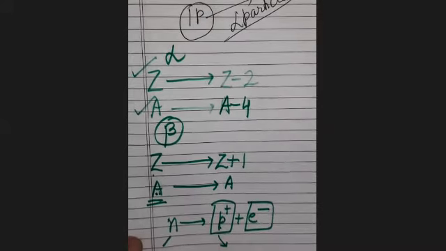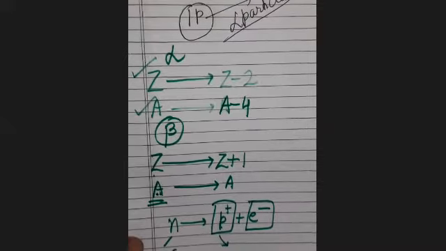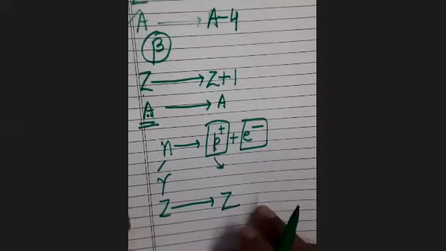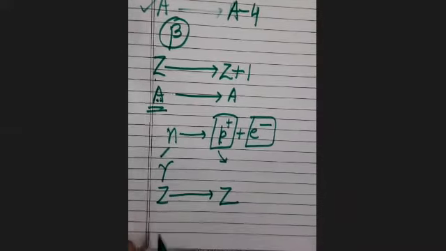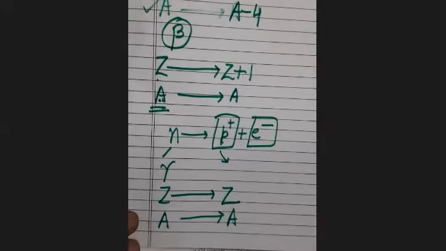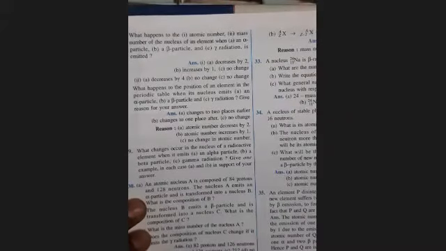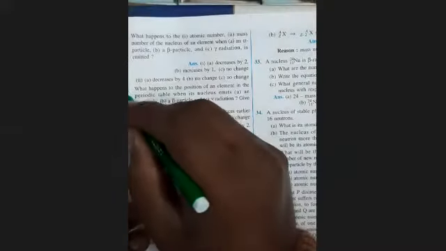For gamma radiations, there will be no change in atomic number. Z will remain Z and A will remain A. There will be no change in atomic number or mass number. The periodic table is not in your course, so you can cut that.